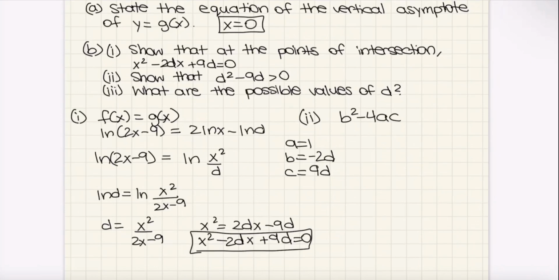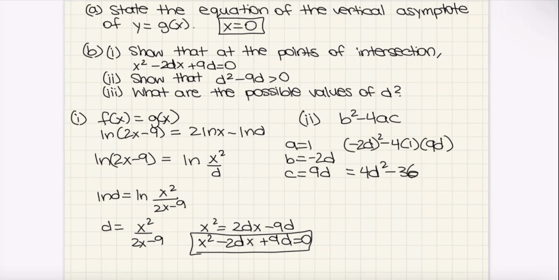So b squared, which is negative 2d squared, minus 4 times 1 times 9d, is equal to 4d squared minus 4 times 9d, which is minus 36d. And then if we factor out 4d, we get that this is equal to 4d times d minus 9.